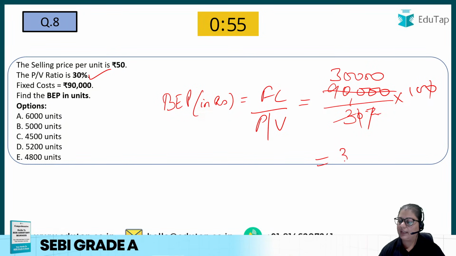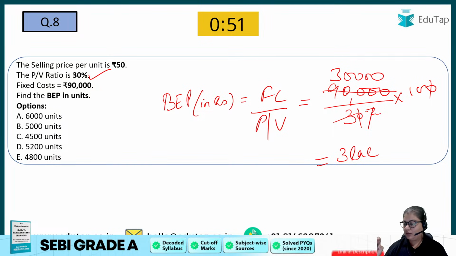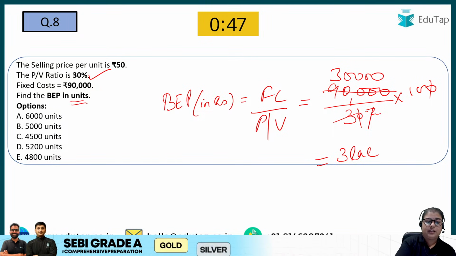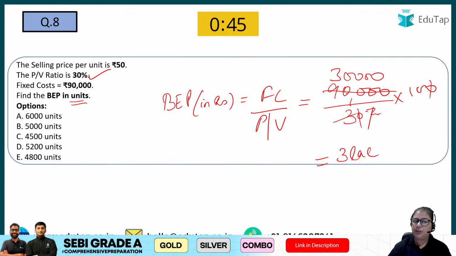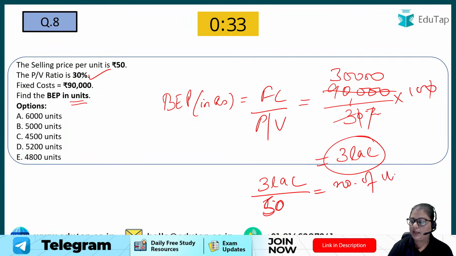So this will be 3 lakh. 3 lakh will be my break even point in rupees. Okay, but I don't want it in rupees, I want it in units. So I have the selling price per unit. So can I say 3 lakh divided by 50? That is my selling price per unit, which will give me the number of units.